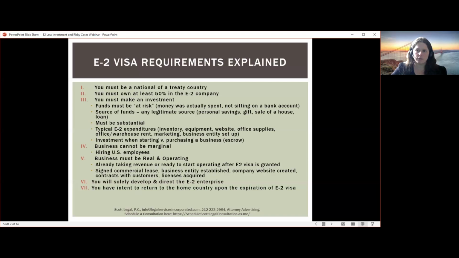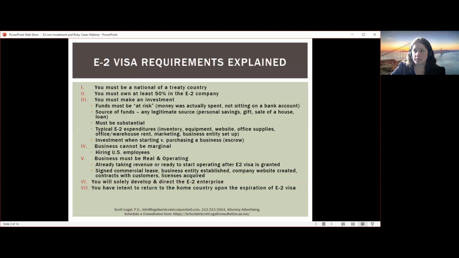But instead of transferring the money to the seller, the money will be transferred to an escrow agent, and the escrow agent will hold that money with the instruction only to release the money to the seller if the E2 visa is approved. And if the E2 visa is denied, the instruction is to return that money to the E2 investor, to the buyer. So there is an ability to protect yourself a little bit more in your investment when you are purchasing a business.